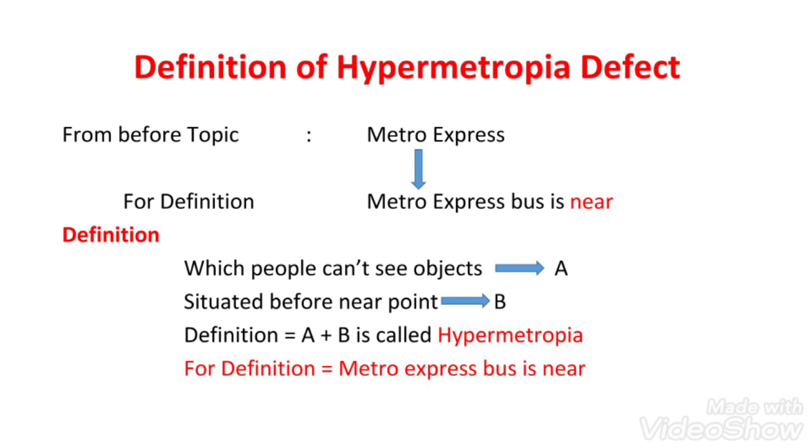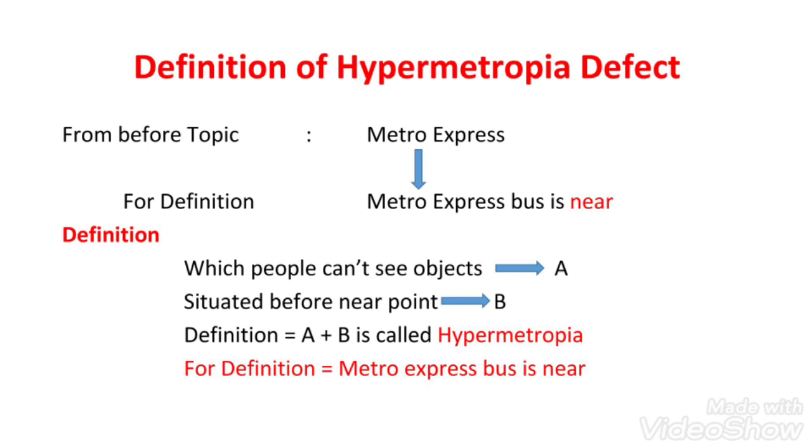easily the definition of hypermetropia. If you see the slide, you can understand easily: which people cannot see objects. That is common for the myopia and hypermetropia definitions. That is the first part. And the second part, bus is near. Bus means before, near means near point. So which people cannot see objects, that is equation A. Situated before near point, that is equation B.